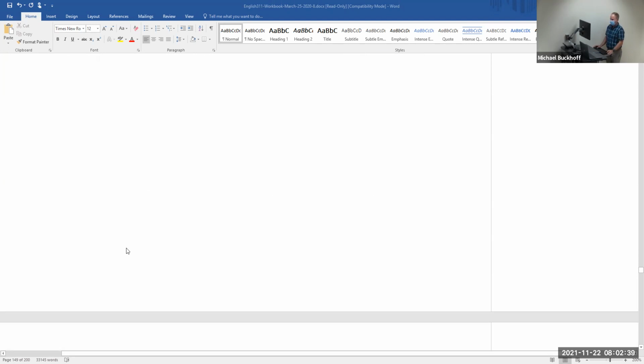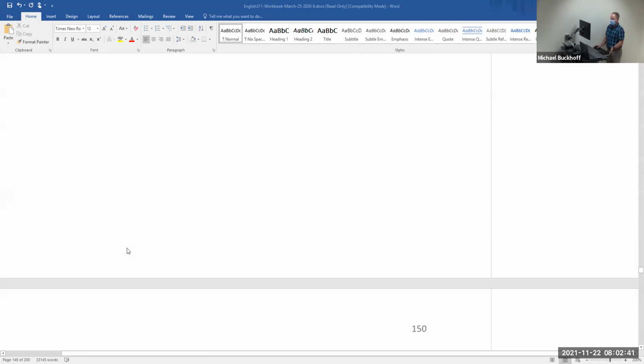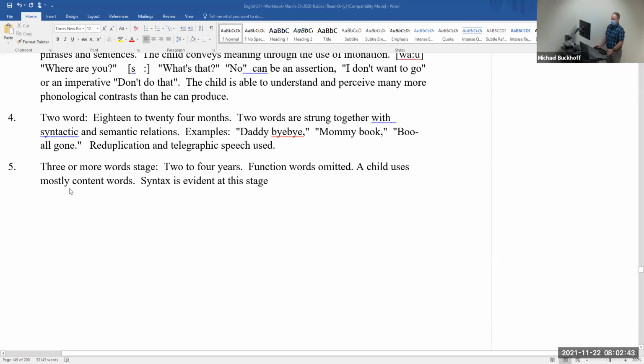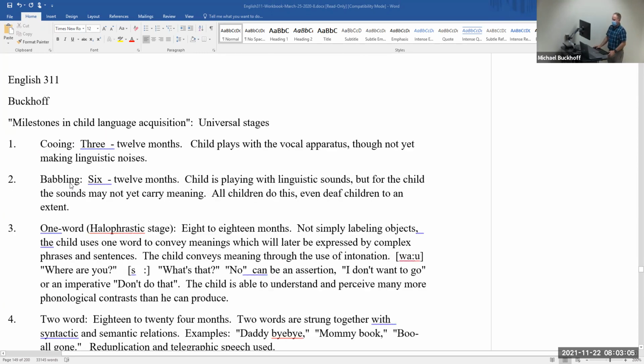And after that, there's really nothing else. Once a child gets to the three or more stage, exponentially, it just goes crazy. They say sometimes 50 words a day a child can learn. It's crazy. They just become this sponge, soaking everything into the brain, and they just take off like crazy. So these are the actual milestones.